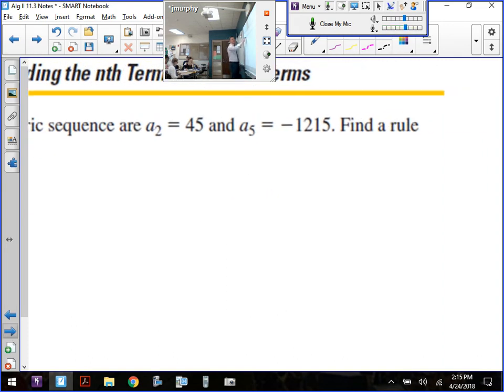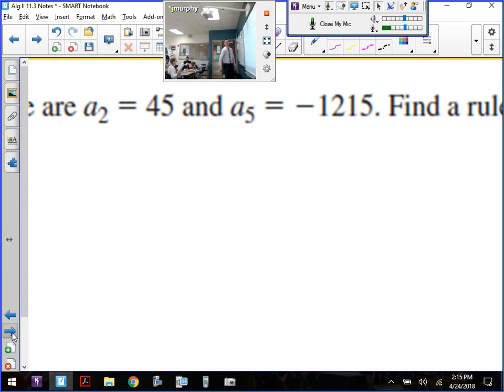All right. What if you have two terms? Find the rule. We did this last time where you were able to find a shortcut by using slopes. This one's a little bit different. It's not that it's any more difficult, but there's an extra step. If you know that the second term is 45 and the fifth term is negative 1215, that probably means your rate is negative. We'll wait and see, but we'll figure this out here.